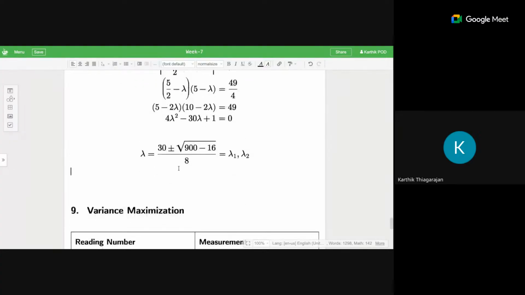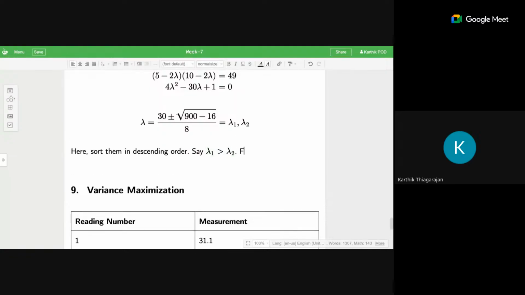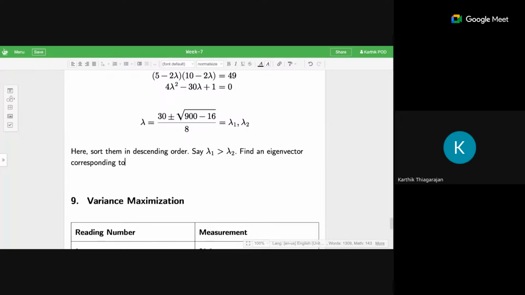So once you find the eigenvalues, what is remaining? Eigenvectors, right? So you have to do the usual business. Here, sort them in descending order. That's the main thing. Assume that lambda 1 is the bigger one, so lambda 1 will be greater than lambda 2. Your final answer will be to find an eigenvector corresponding to lambda 1 and normalize it. That's the final step.